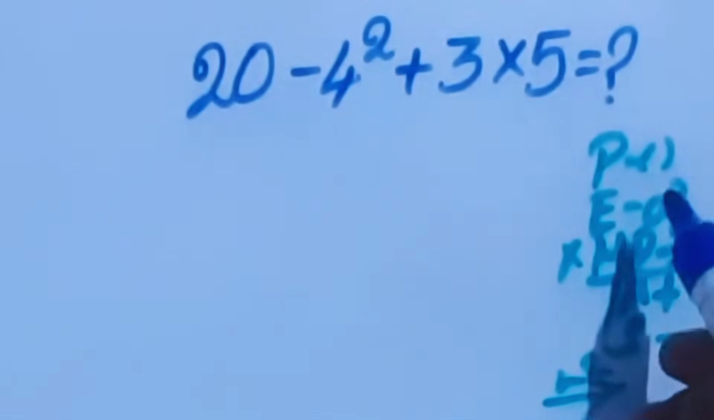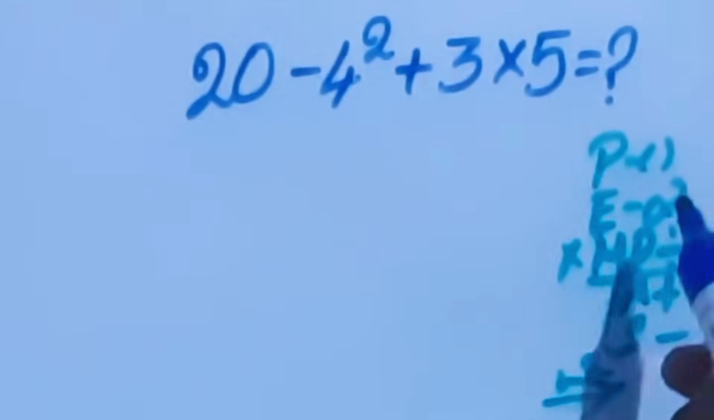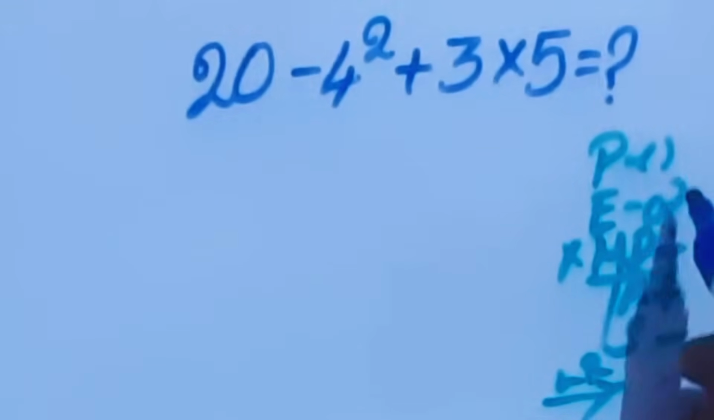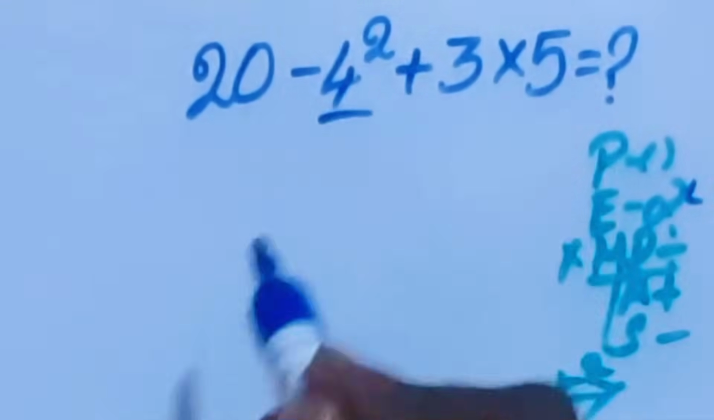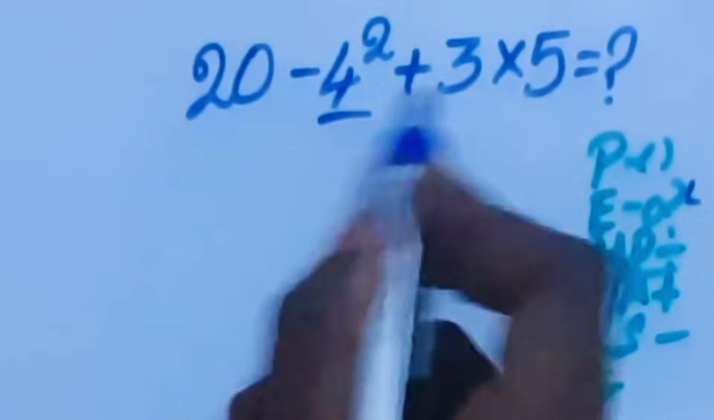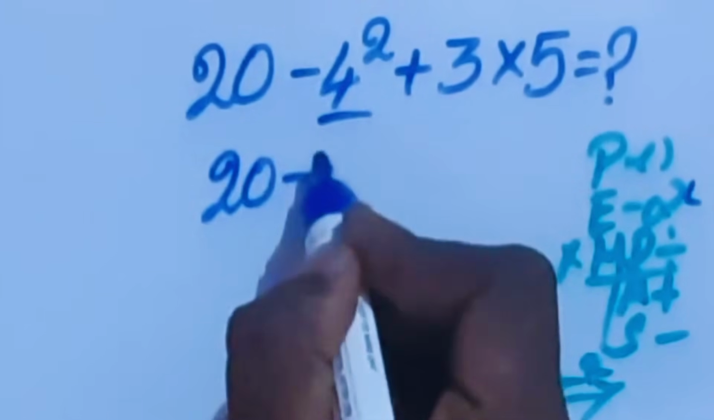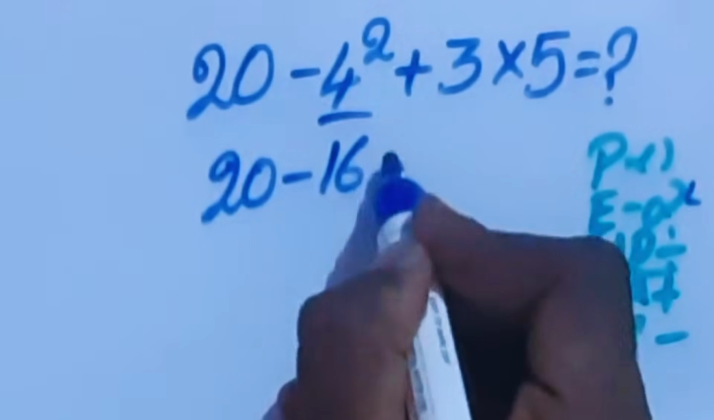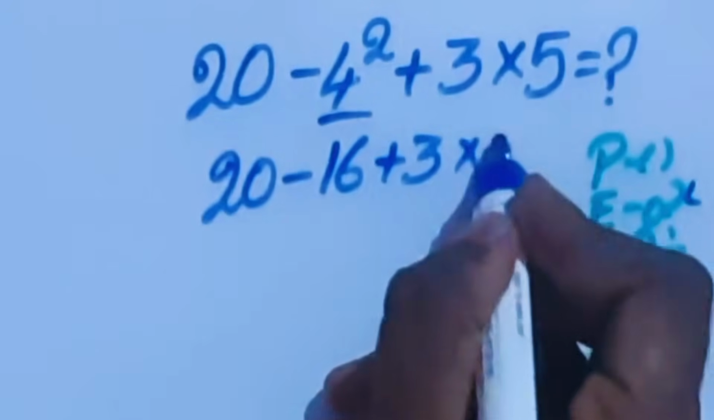As per the order of operations, PEMDAS, the bracket is higher priority. We don't have a bracket in this problem. Next priority is the exponent. We have the exponent here, 4 power 2, so we have to do this before the other operations. 20 minus 4 square is 16 plus 3 times 5.